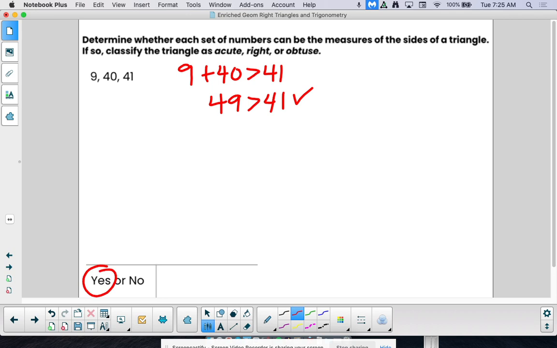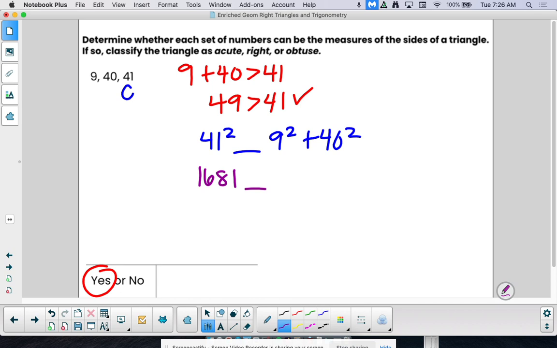And now we're going to do that Pythagorean theorem test. Remember to pick your largest side, that's your C, which is 41. So we're going to have 41 squared, leave a space, 9 squared plus 40 squared. Now again, it's just calculator work. So 41 squared is 1681, leaving my space. 9 squared is 81, 40 squared is 1600.